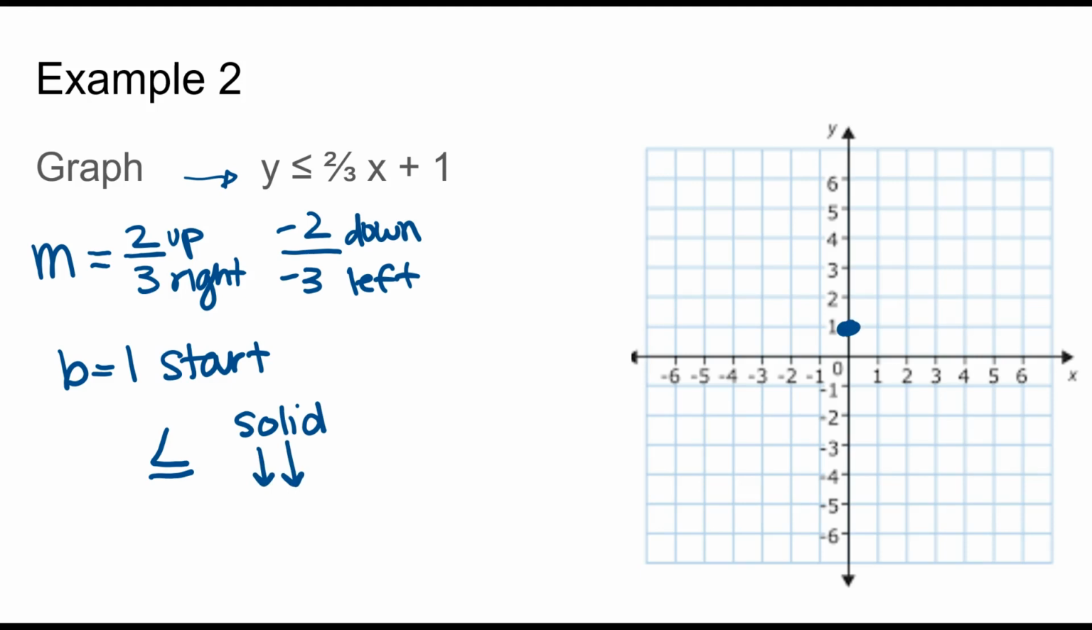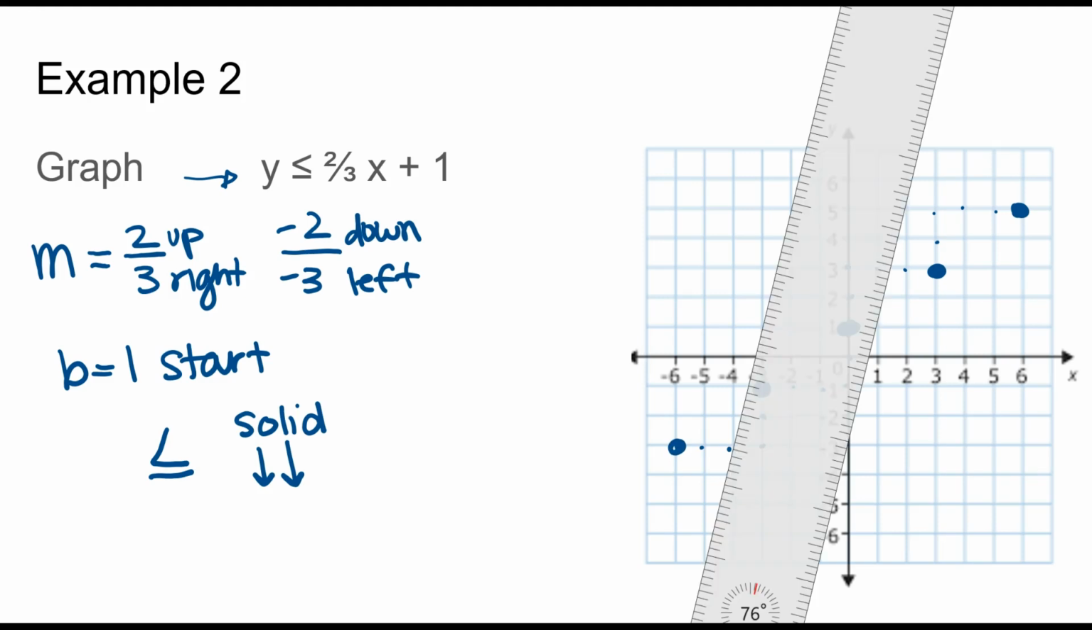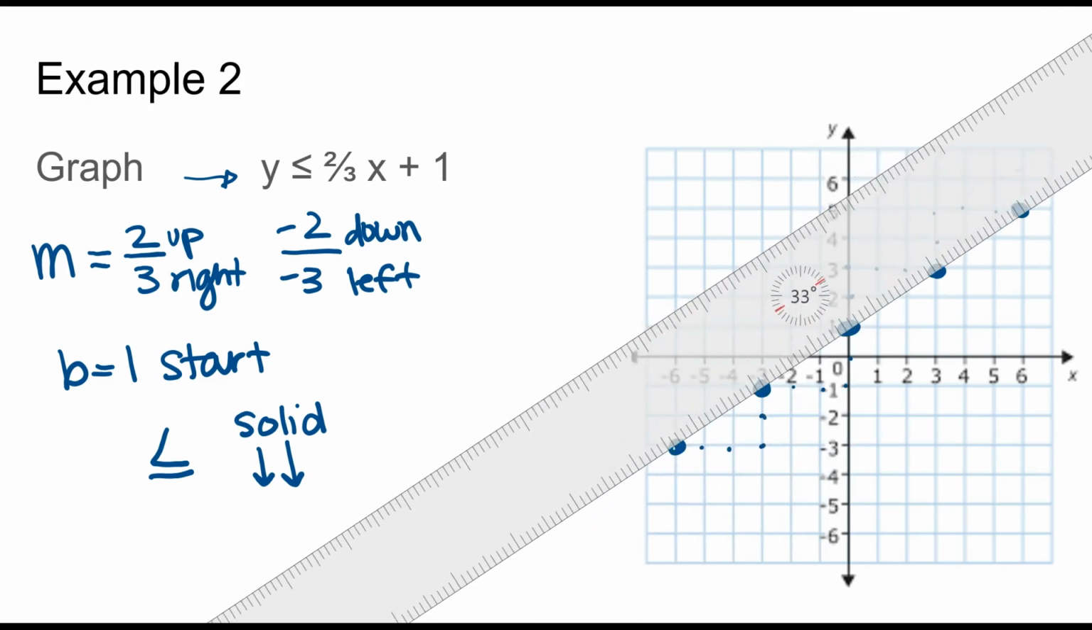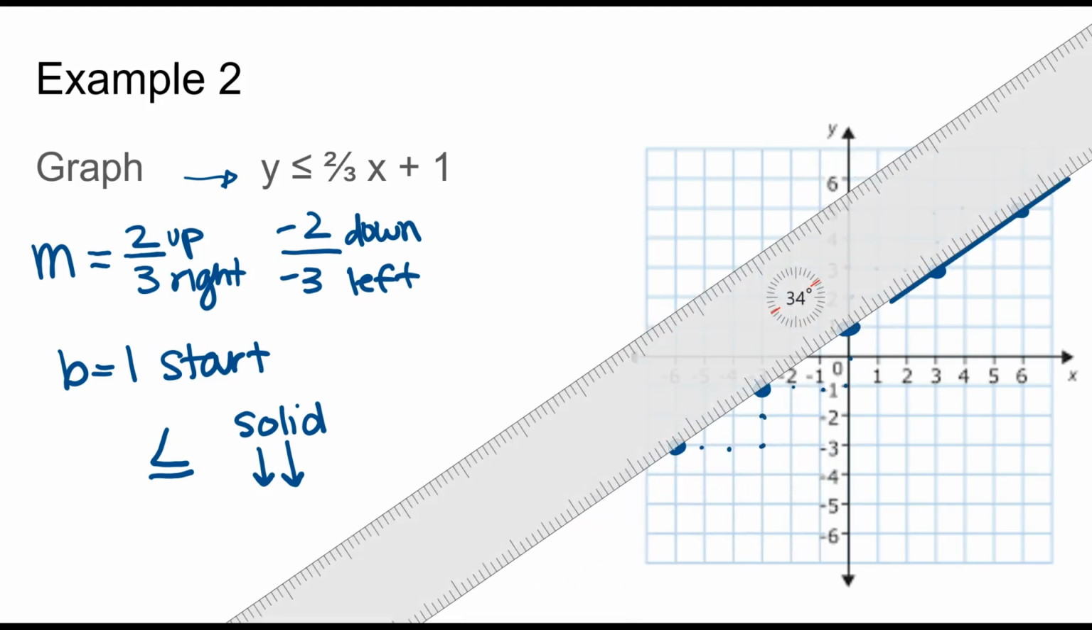So we've got 1, we're going to go up 1, 2, to the right 1, 2, 3, up 1, 2, 1, 2, 3, down 1, 2, left 1, 2, 3, 1, 2, 1, 2, 3. Grab your straight edge. Now we can connect these dots in a solid line.